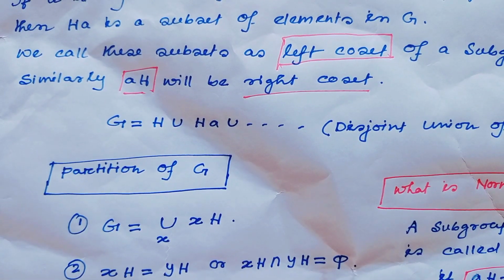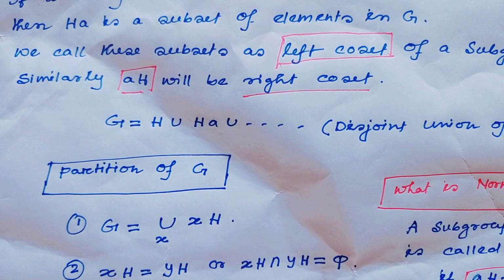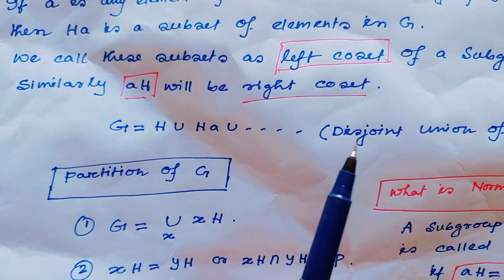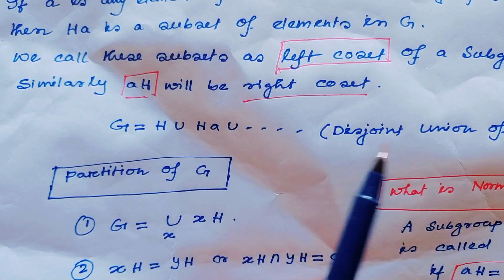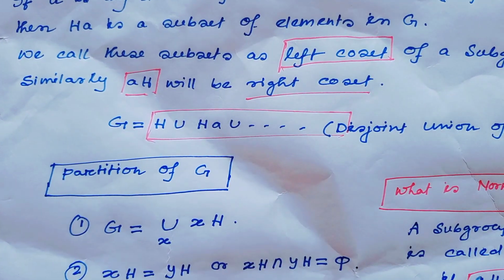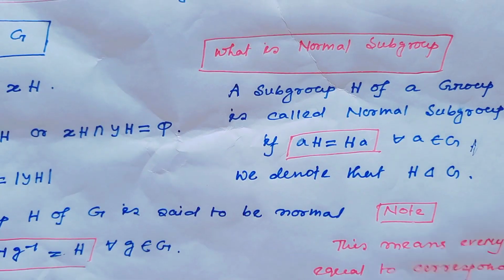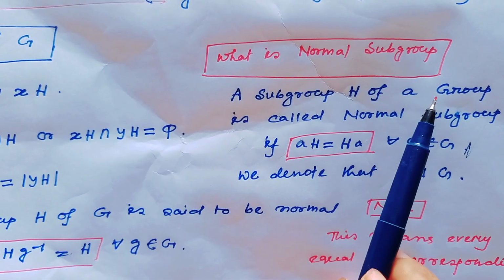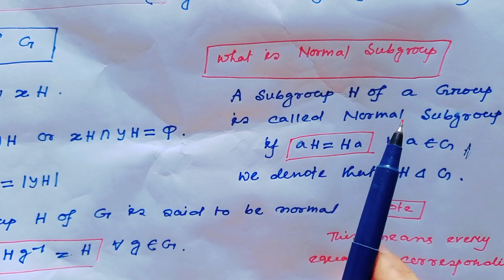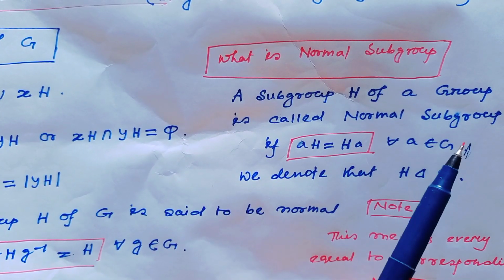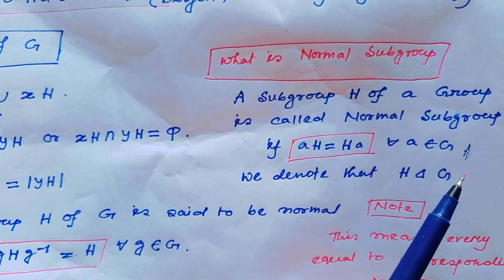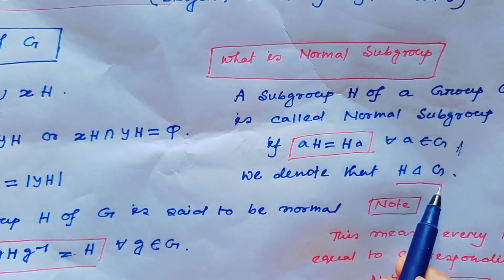Actually, for any group, the left coset and right coset are not necessarily equal. And any group G is a disjoint union of left cosets. And when the left coset and right coset are equal, then this subgroup is called a normal subgroup. We all know that. That means the definition of a normal subgroup is: a subgroup H of a group G is called normal if aH is equal to Ha. This is true for all a belonging to G.